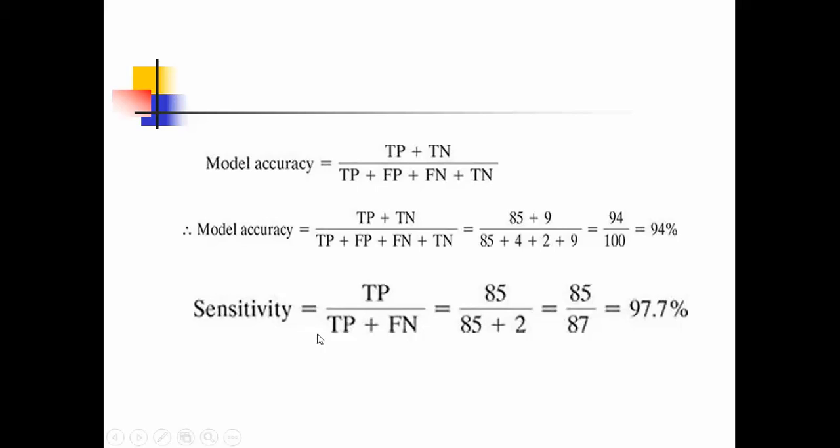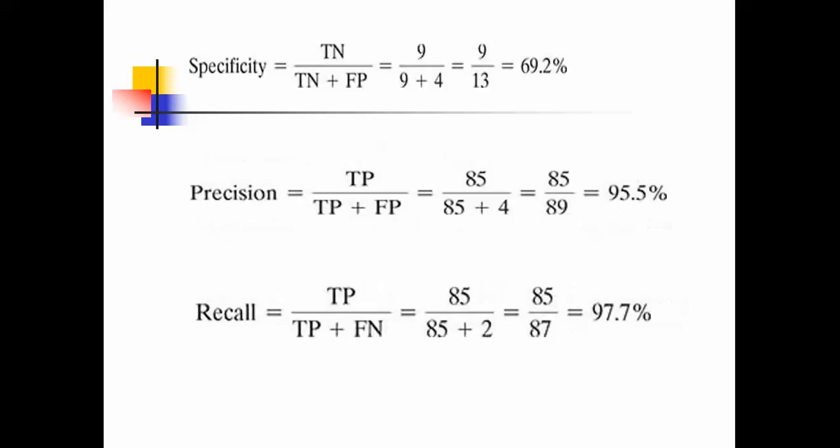For sensitivity, it represents positive cases. How many of the cases are positive cases? The formula will be true positive divided by true positive plus false negatives. Already we know that in the confusion matrix we calculate the values of true positives and false negatives. Then the sensitivity of the given model is 97.7. That means positive cases will be correctly predicted in this percentage.